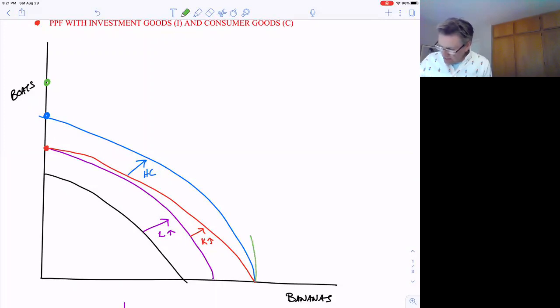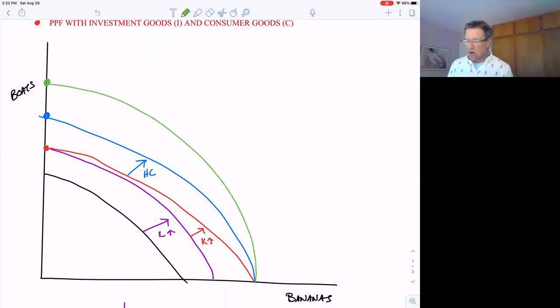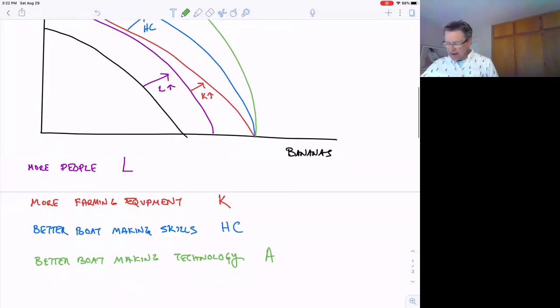So once again, the PPF will shift out with this new technology for making boats, but a little bit lopsided in this case. The difference between technology and human capital is that technology is the information and knowledge that's available for everybody to use. The human capital isn't the same thing. It's training that people have to be able to do their job, which will make use of that technology.